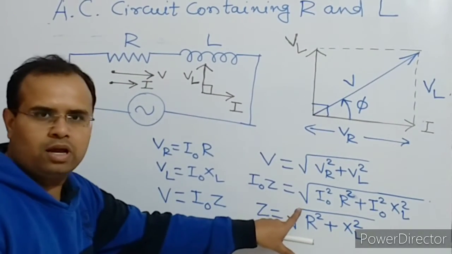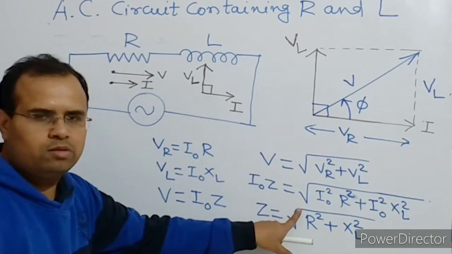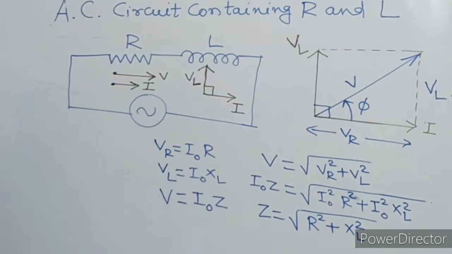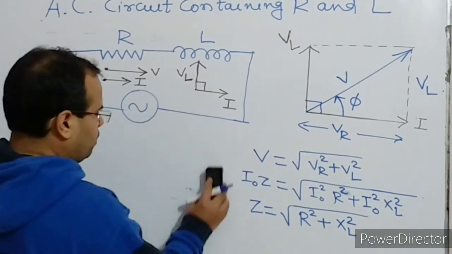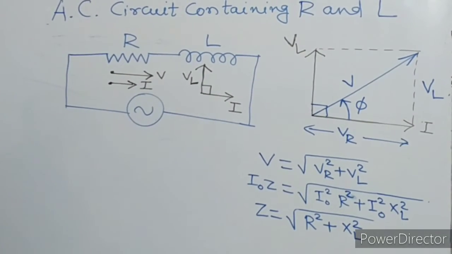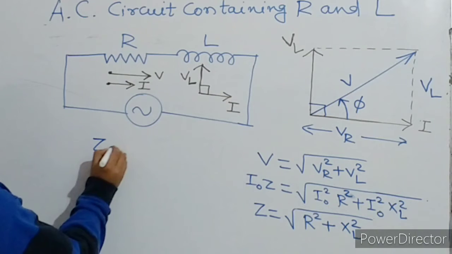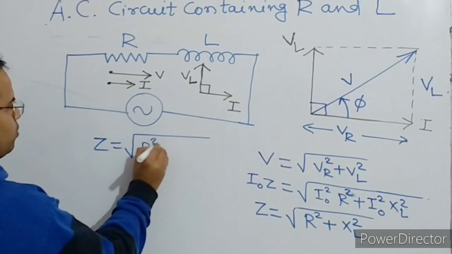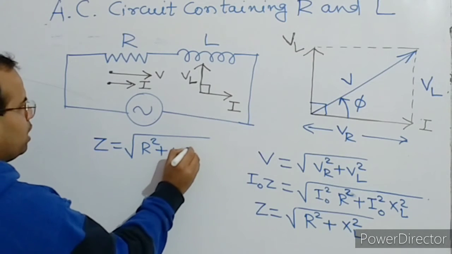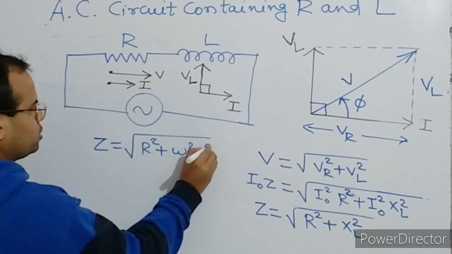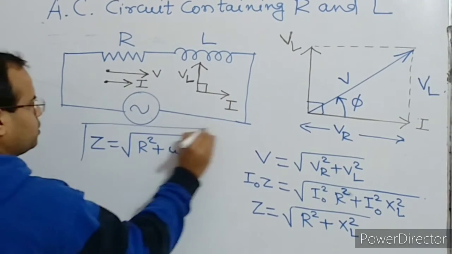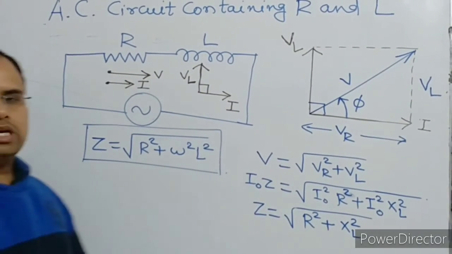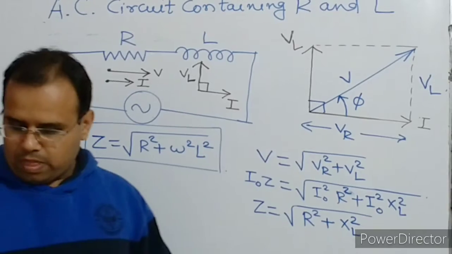I naught squared is common and comes out of the square root as I naught only, and then I naught is cancelled. So Z is equal to the square root of R squared plus XL squared, in which we can substitute the value of XL, so that will give you the square root of R squared plus omega squared L squared. So this is the expression for the impedance.